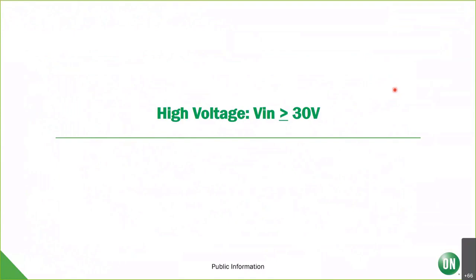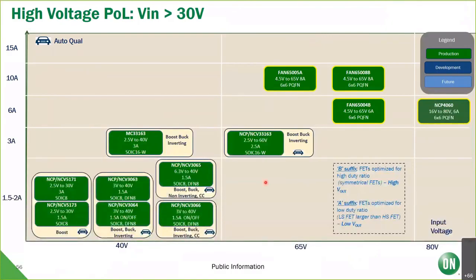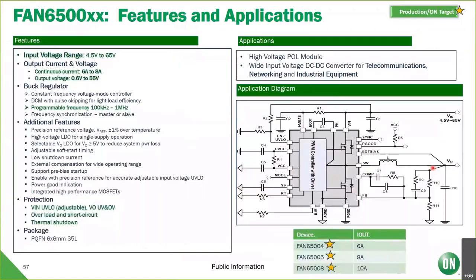And now we get into the higher voltages, the VINs above 30 volts. I've got the FAN 6500 here. So I've got voltage on the x-axis and current on the y-axis. So we go up to 10 amps, up to 80 volts. I've got the FAN 6500 series, 4.5 volt.